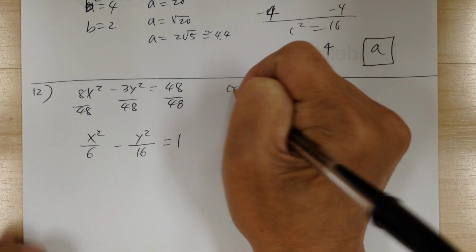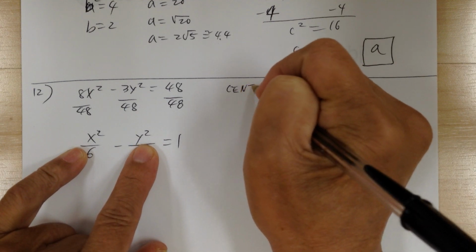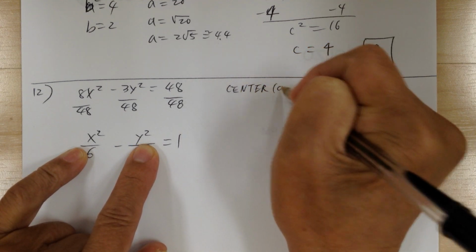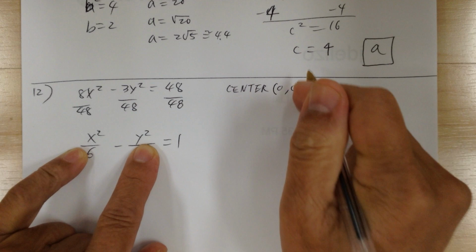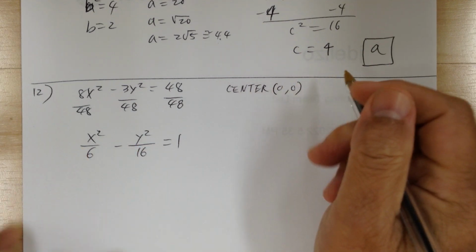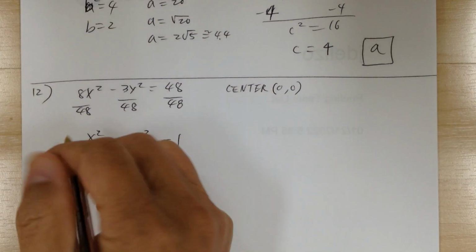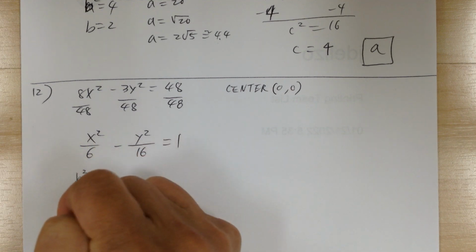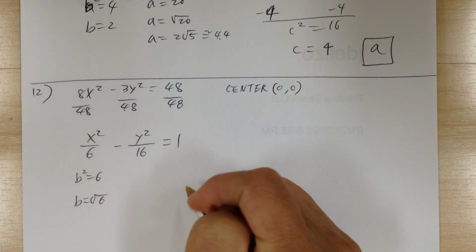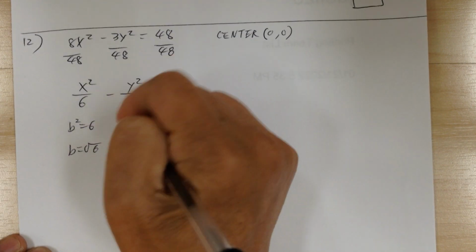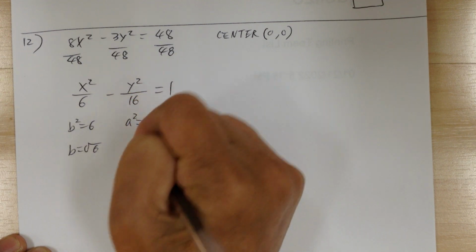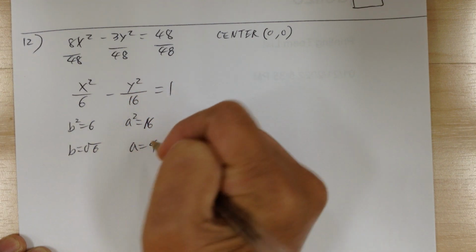So again, by looking at that, your center is going to be at 0, 0. So make sure you get your center first. Center is your key point. Okay, so this is like this one over here. So b squared equal to 6, so b equal to square root of 6. And over here you've got a squared equal to 16, so a equal to 4.